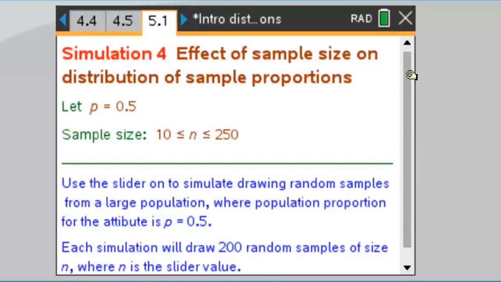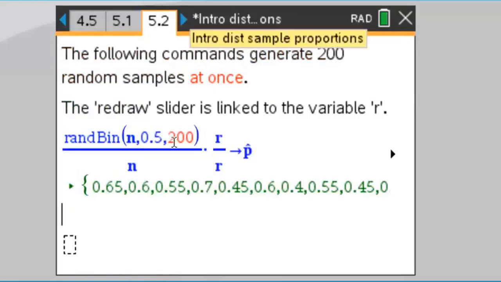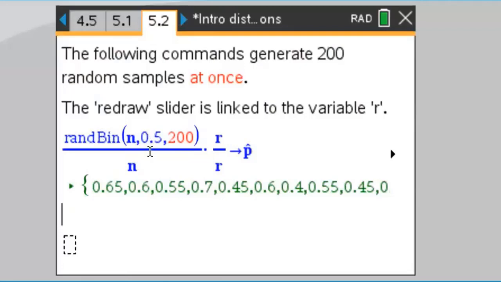Now, to investigate the effect of changing the sample size, I'm going to speed things up a bit this time. Now that students have seen the approximation to the sampling distribution built up one survey at a time, we can now do 200 at a time. So this time I'm using the command random binomial, with n controlled by a slider, 0.5 for p, and I am going to do 200 in one fell swoop this time.